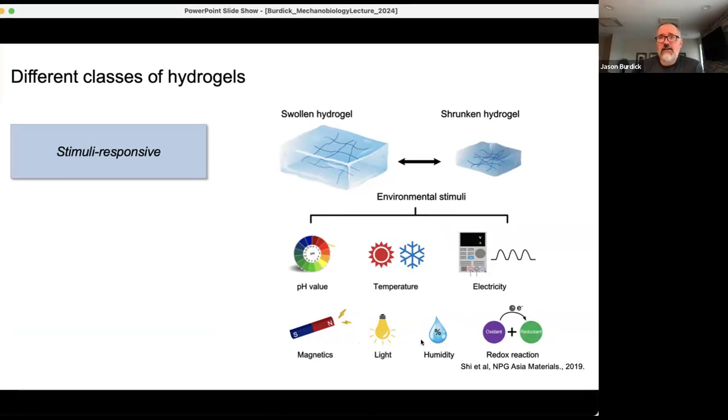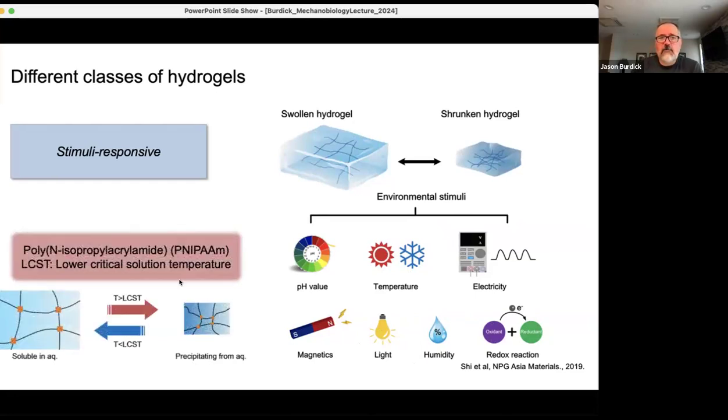So how can we make a dynamic material? Maybe that's for drug delivery, so that the dynamics releases a drug. Maybe it's for mechanobiology because that changes the material surfaces. And one of the most popular, I think, in the field is poly-NiPAM, or poly N-isopropyl acrylamide.